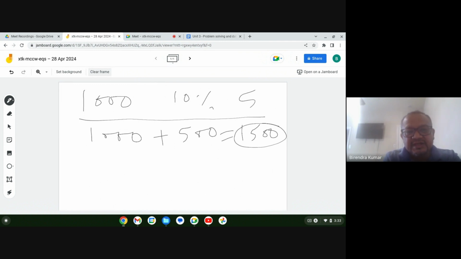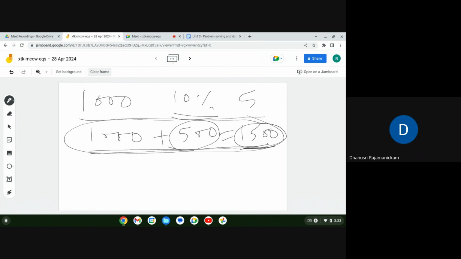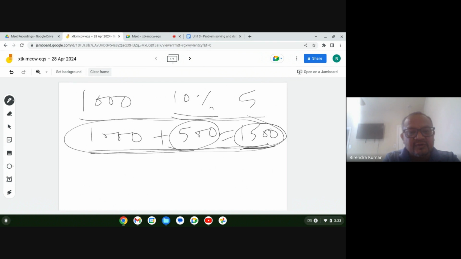Now see, if the bank gives me compound interest of the same 10%, what is my new value? You remember this one? We got 500 as interest for 5 years with this interest rate. Now, if we use the compound interest formula, what will be the new value?